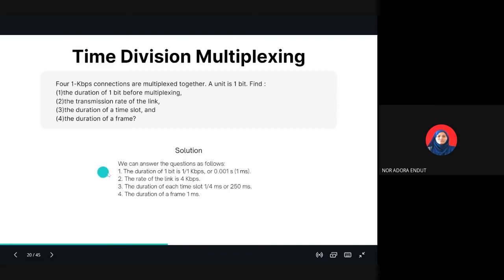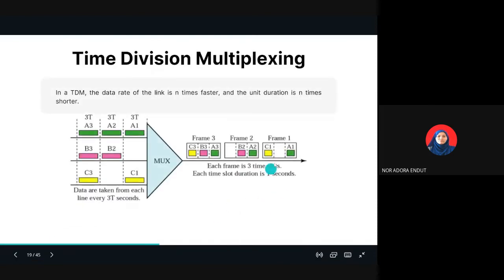Okay, so the duration of 1 bit is 1 over 1 kilobits per second. Okay, sebab dia ambil satu, totalnya adalah 1 kilo kan, dia ada 1000 bits untuk dihantar dalam masa 1 saat. Tapi setiap kali kita ambil 1 bits sahaja. Jadi berapa duration dia? Bahagilah. So 1 over 1 kilobits per second, which will be 1 millisecond. Okay. So time slot di sini mesti lebih kecil. See, the duration is n times shorter. So dia mesti kecil lah. Kecil dia berapa kali ganda? Kecil dia 1000 kali ganda lebih kecil kan.